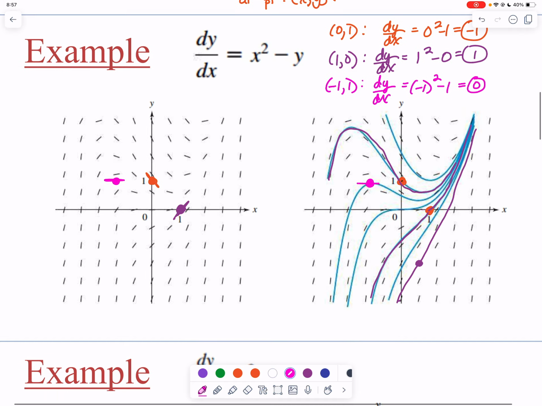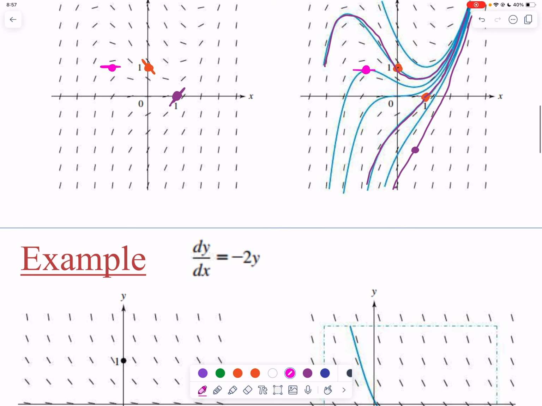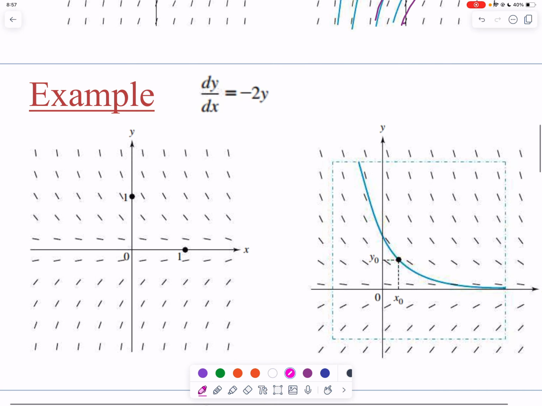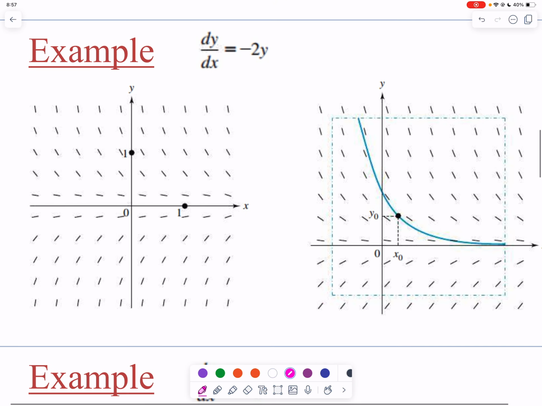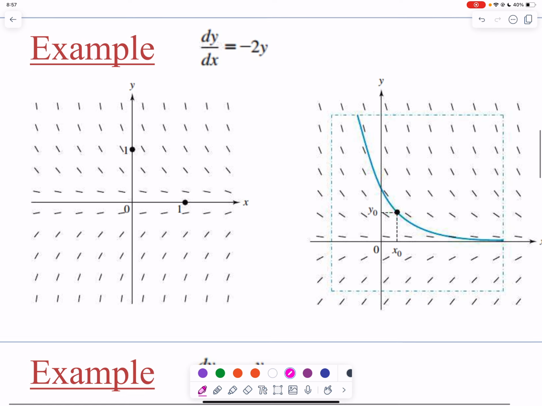Let's go ahead and look at our next example. dy/dx is equal to -2y. So we have 2 points here. Let's take a look at them. That is (0, 1). And as you can see, this DE is only dependent on the y coordinate.